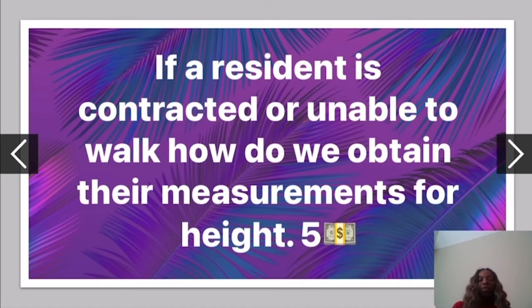If a resident is contracted or unable to walk, how do we obtain their measurements for their height? We simply use a tape measure and we measure that patient from head to toe if they are bedridden and unable to ambulate to the scale.